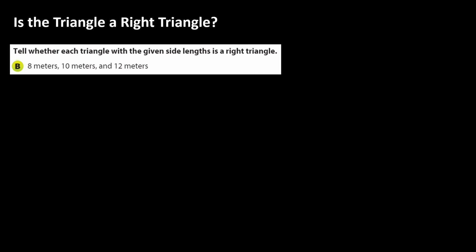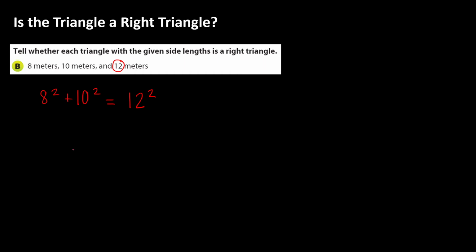Let's try another one. We're going to see if a triangle with lengths 8 meters, 10 meters, and 12 meters is a right triangle. So we're going to set it up the same way. I know that the hypotenuse, or the longest side of this triangle, is 12 meters. So I know automatically that's going to be my c squared. And then we're going to fill in the legs. 8 squared plus 10 squared.